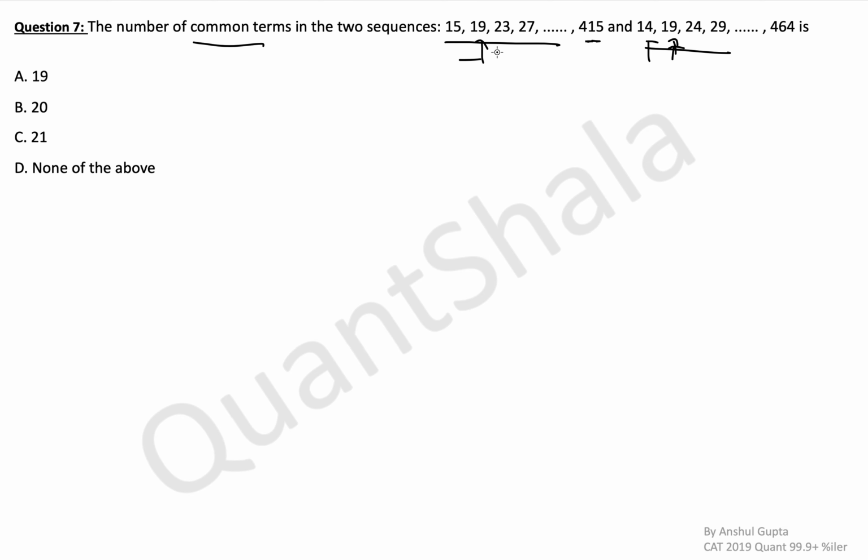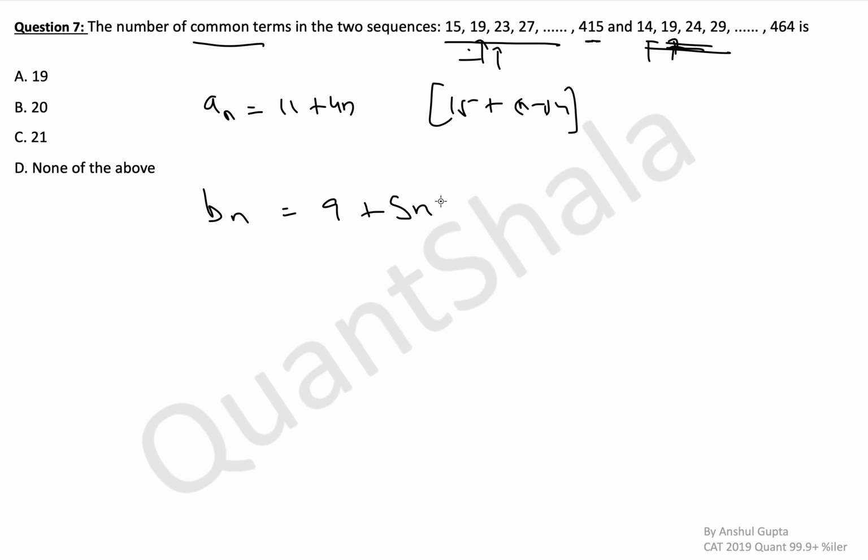So what is the expression for the first series? Let me write the nth term as an, which will be 11 plus 4n. Or if you want to go the longer route, you can just write it as 15 plus n minus 1 into 4, since this is in AP, and you will get the same thing. Similarly, bn, I am calling the second series b, will be 9 plus 5n. Okay, so we have an, we have bn. We need to find how many terms are common between these.